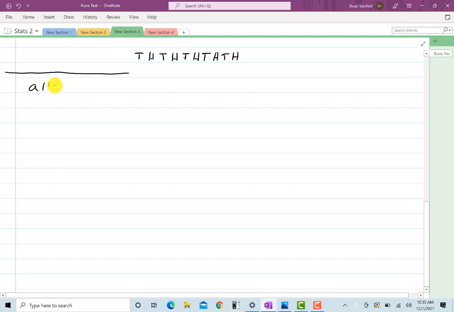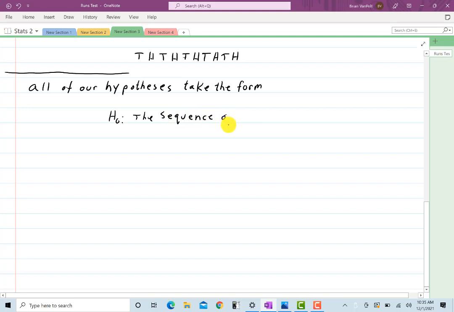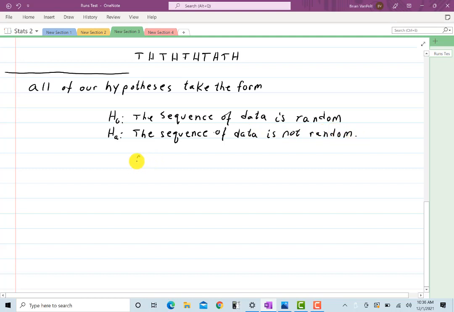All of our hypotheses take the form H naught, the sequence of data is random, or H sub A, the sequence of data is not random. And this is a two-tailed test.